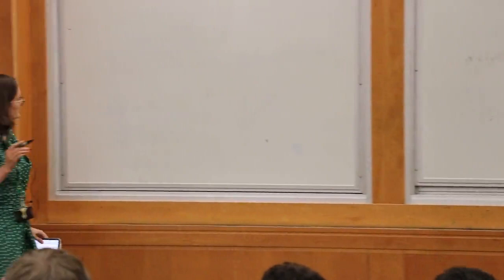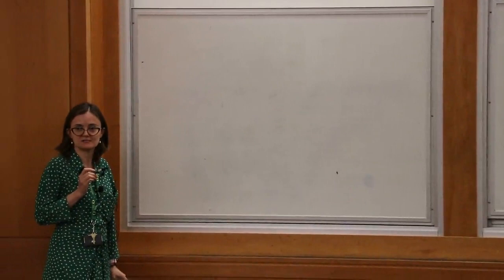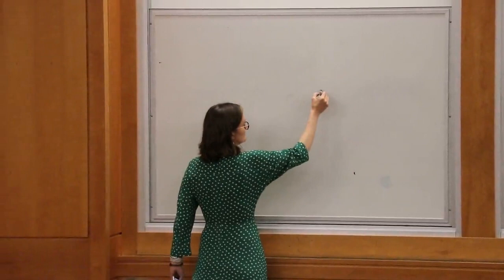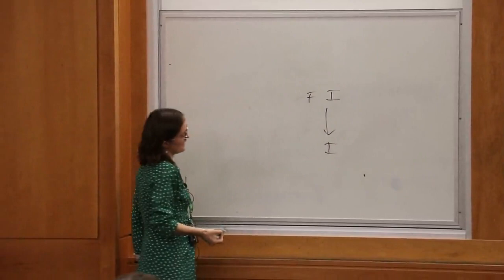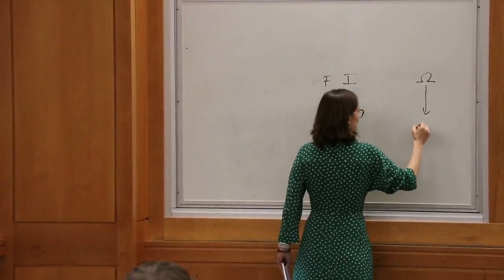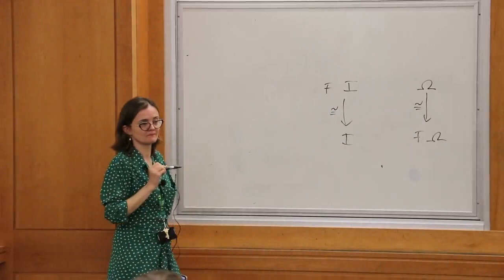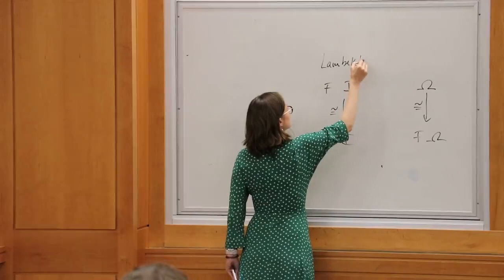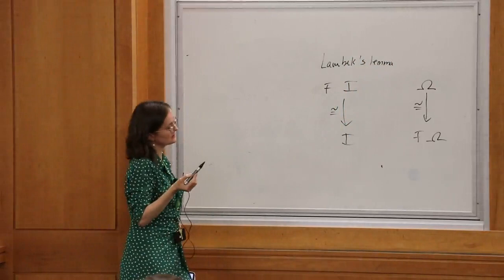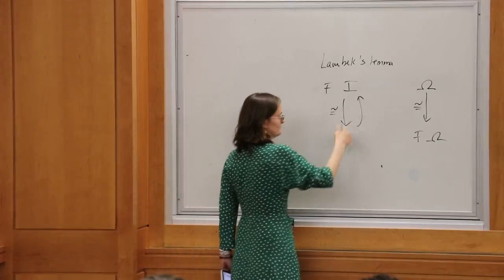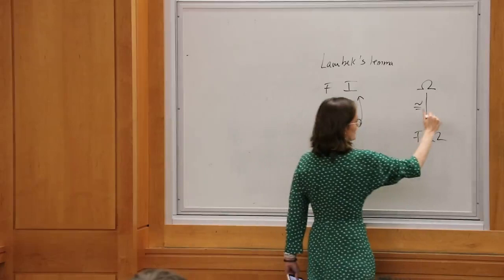So let's prove that. And actually, I was not planning on showing you this, but I've just decided I'll show you also the proof of Lambek's lemma that says that an initial algebra, let's call it I, and a final coalgebra, let's call it omega for a moment, has this special property that the transition map is also always an isomorphism. Okay, so this is Lambek's lemma. So in essence, Lambek's lemma tells you that every initial algebra is also a coalgebra, because you can turn the arrow around. And every final coalgebra is an F algebra.